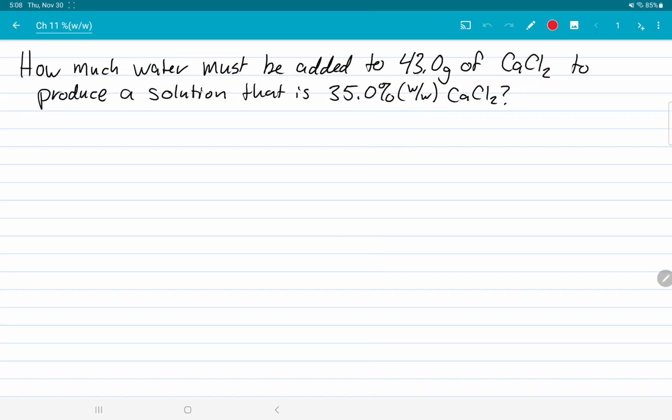How much water must be added to 43.0 grams of calcium chloride to produce a solution that is 35% weight-to-weight calcium chloride? Well, in this problem, I have a concentration unit, so I'm going to start off by writing out the equation for that concentration unit. Percent weight to weight is grams of solute divided by grams of solution times 100%. Okay, so we know the grams of solute, the chemical being dissolved, is 43.0.